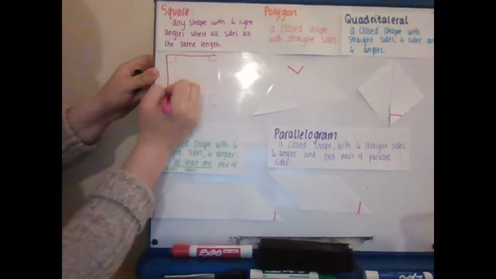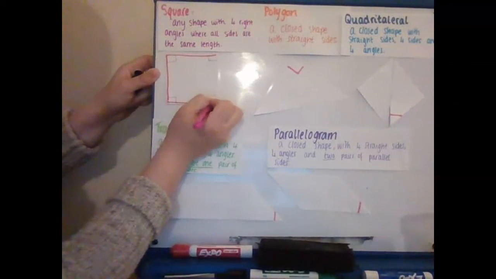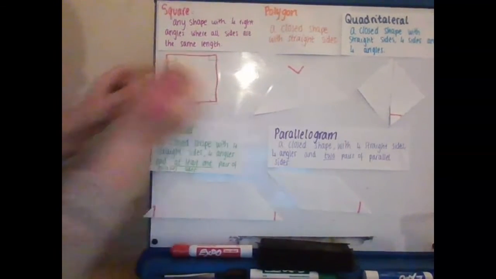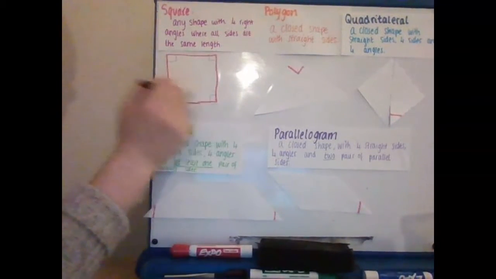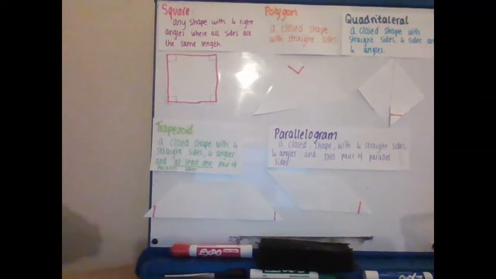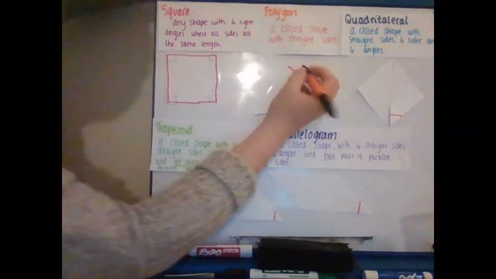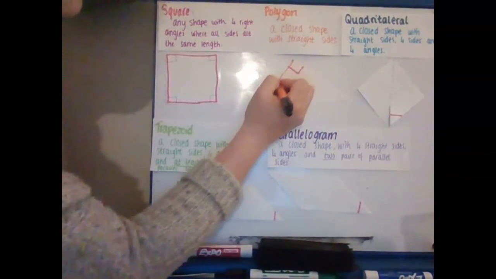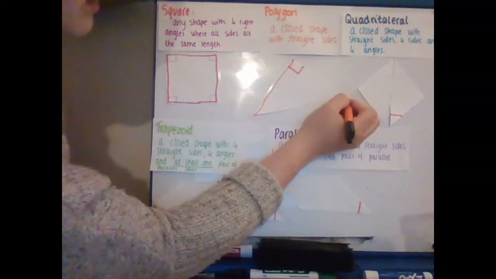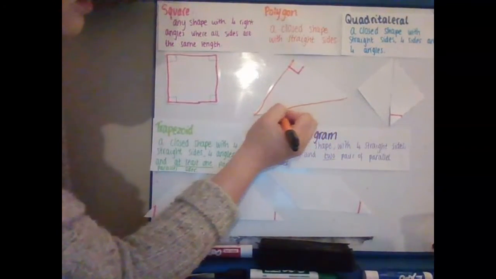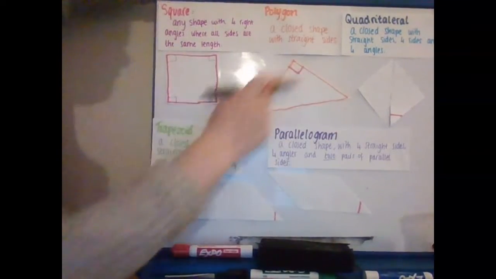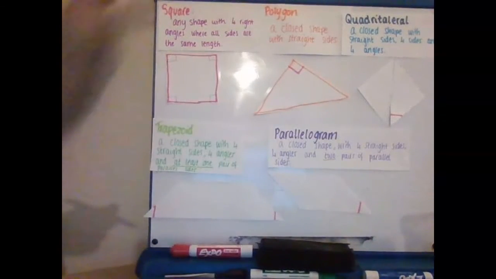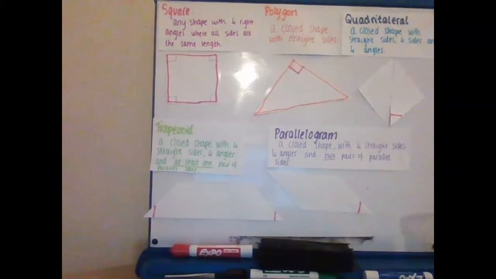So a square is a closed shape with 4 right angles. All sides are the same length. That's what we have here for a square, okay? A polygon is a closed shape with straight sides. This is a polygon, okay? It's a closed shape. Sorry, my line isn't very straight here. It's a closed shape with straight sides. There we go, 1, 2. It only has 3, but that's okay because it's still a closed shape with straight sides.